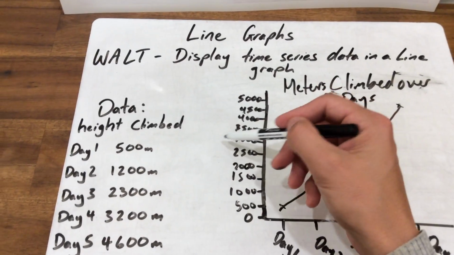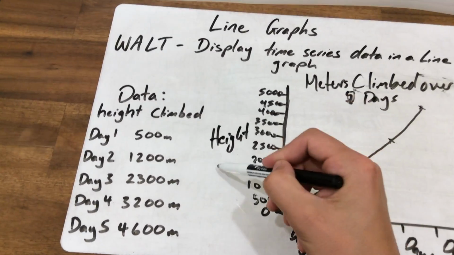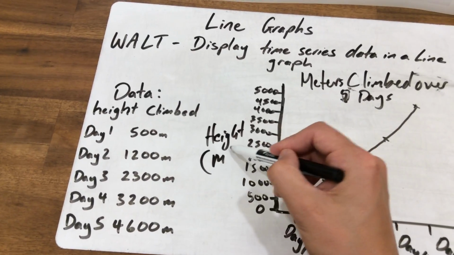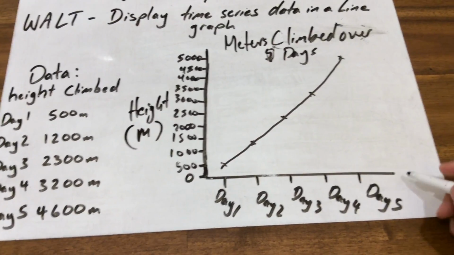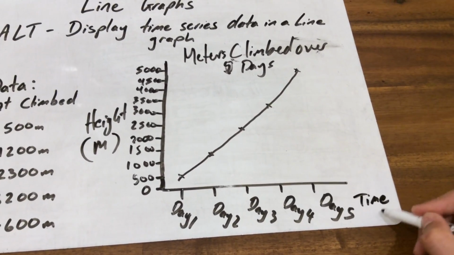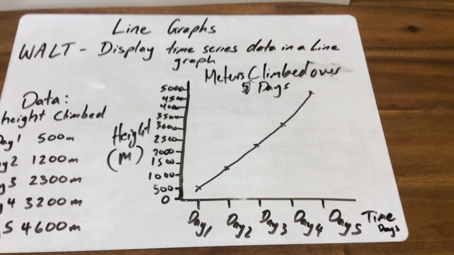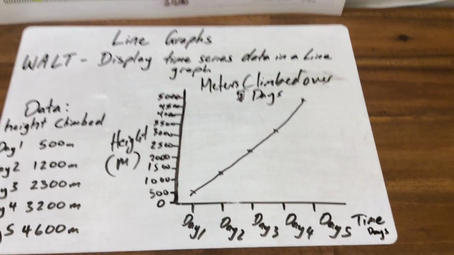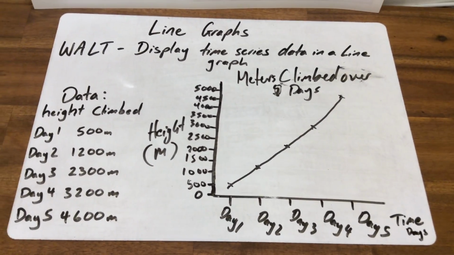Over the side here, that is my height, and that was done in meters. So I'm just going to put in brackets, meters. And then below, that's my time, and that was done in days. Okay, and there you go. So now I've labelled everything. I've got my data shown accurately, and that's how we do line graphs.